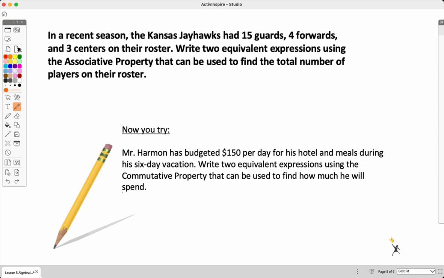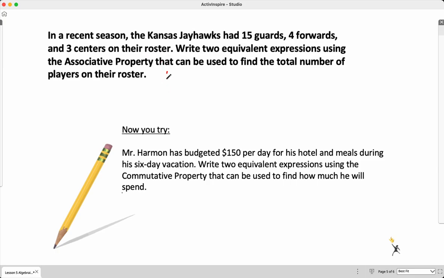All right, now we come over here and take a little deeper look into the problem. So what if I can apply these properties differently? Can I write 2 equivalent expressions using the associative property? Well, it says the recent season, the Jayhawks had 15 guards, 4 forwards, and 3 centers on their roster. Write 2 equivalent expressions using the associative property to find the total number of players on the roster. So it's really asking for a total number, so I'm asking for addition. I've got to keep them in the same order, otherwise I change my order, I change my answer. So 15 plus 4 and 4 plus 3 are the same exact equivalent expressions.